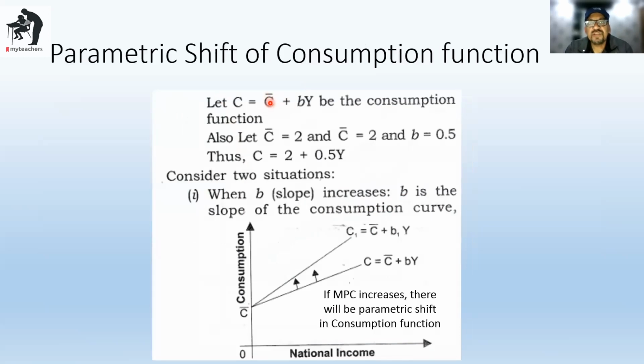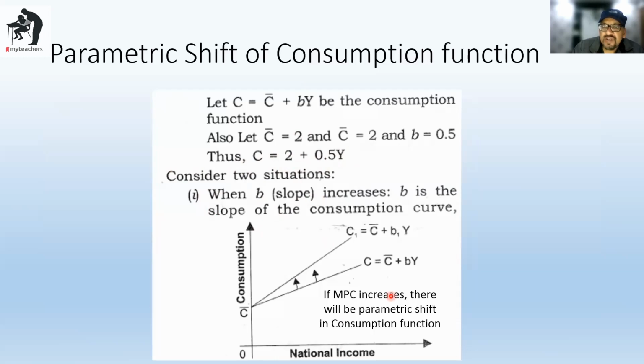This is the consumption function C bar plus BY. It can be shown like this also. C bar plus BY. C bar is actually A or alpha. And BY or beta Y or CY denotes induced consumption. So suppose this is the consumption function 2 plus 0.5y. Here the 2 is the value of autonomous consumption and 0.5 is the assumed MPC. So this is the overall consumption function.